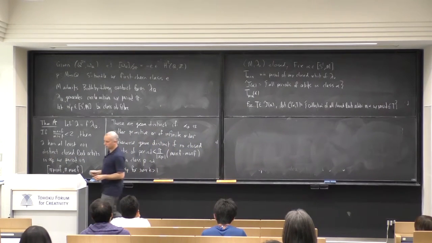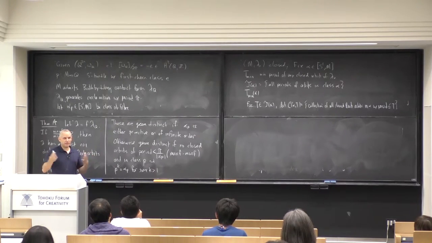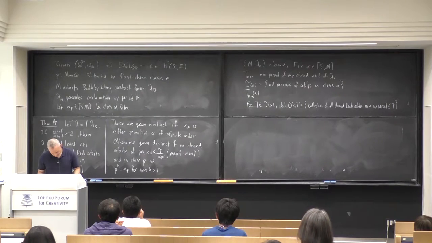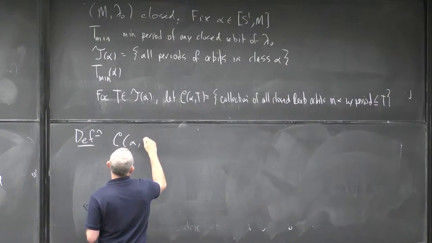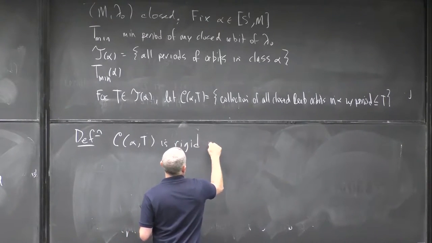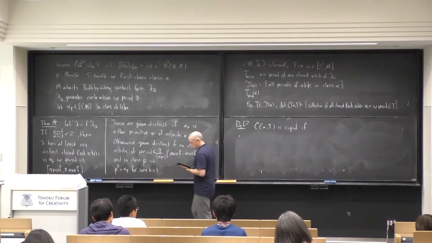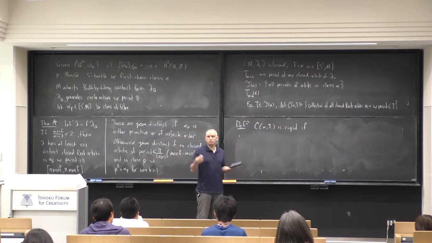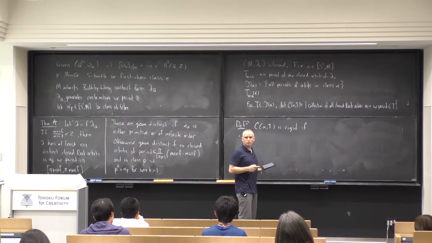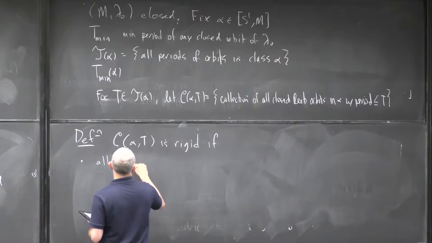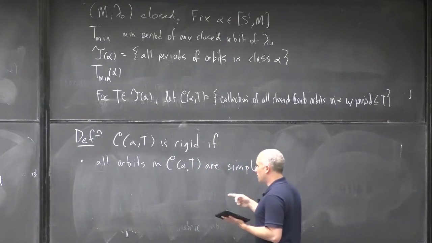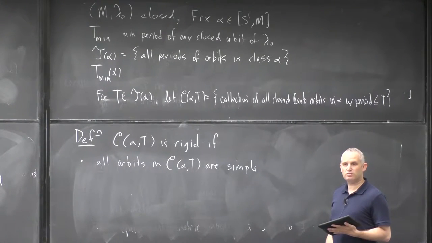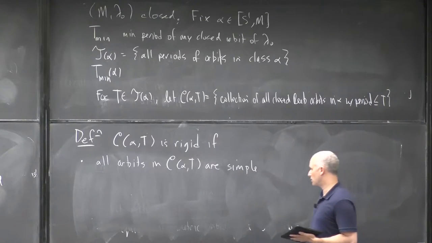And now we want to define what it means for this collection to be influential, to affect the number of closed Reeb orbits for contact forms nearby. So this will be a definition. We say that this collection C alpha T is rigid if the following three properties hold. Of course, these properties should be ones we've seen before in the examples we know. So all the orbits here, we want them to be simple. Hopefully our description of the Ekeland and Lasry theorem tells us that simple orbits are the influential ones, or the first ones to look for.